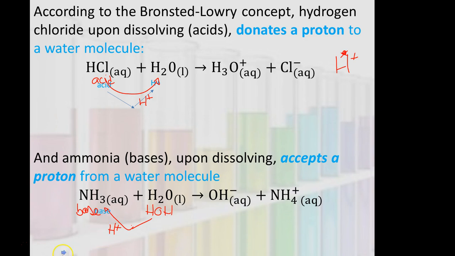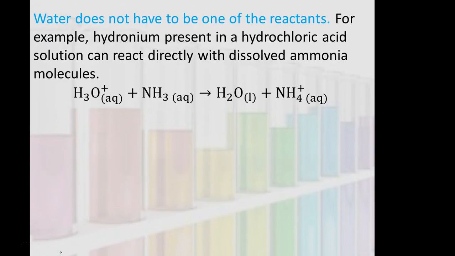Okay, so just to summarize then: in the Bronsted-Lowry definition, water does not have to be a reactant. So the hydronium ions present in hydrochloric acid can react directly with ammonia molecules. The reason for that is that strong acids, like hydrochloric acid, dissociate at pretty much 100% to create those hydronium ions, so there's no point in including water in that reaction.